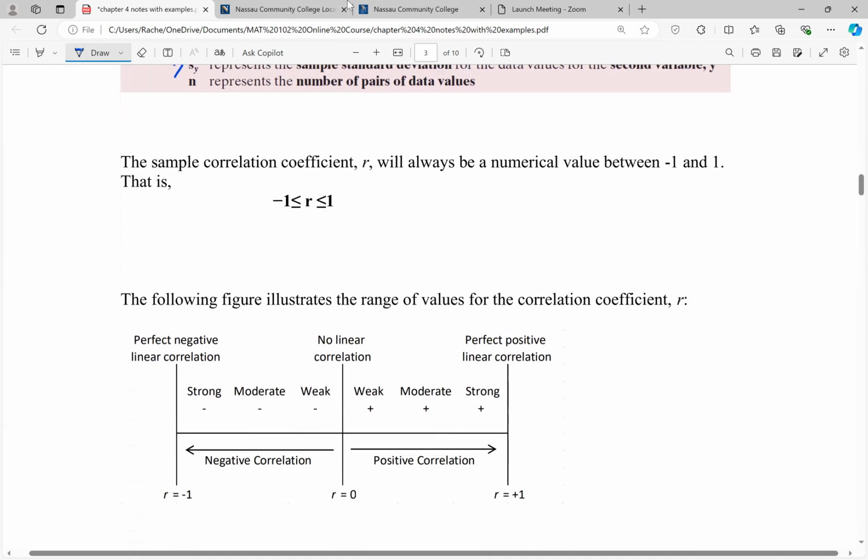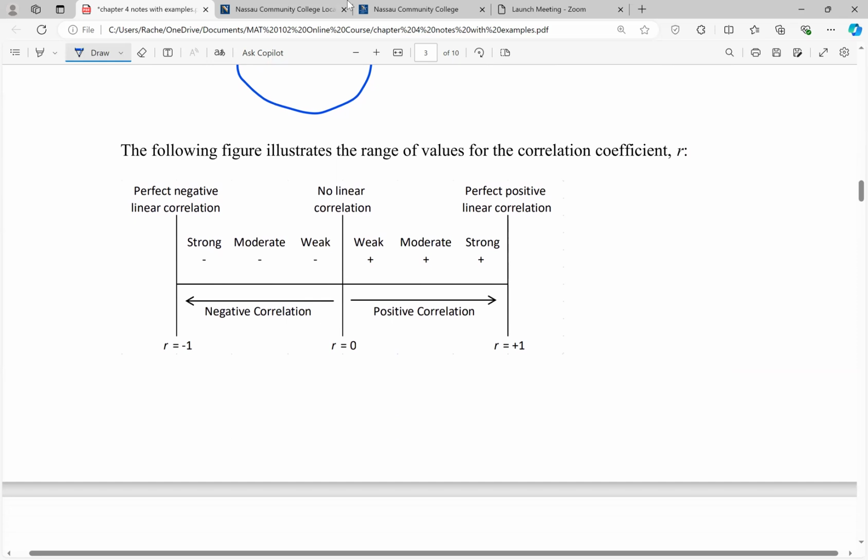So R always has to be a numerical value between -1 and +1. So the smallest that R could be is -1. The largest value that R could be is +1. And I think this figure below is a nice illustration as to how to interpret the R value. So we said, okay, R could range anywhere from -1 to +1, with R equals 0 being right in the center.